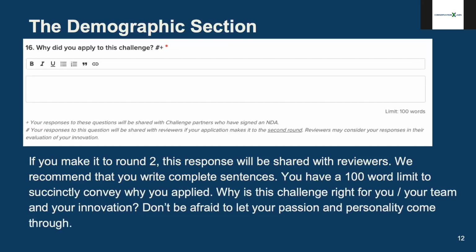And then this question, again, this response will be shared with reviewers, and you just have a very short, 100-word limit, so it's not that much space, but just really to succinctly convey to the reviewers why you applied. Why is this challenge the right fit for you and your team and your innovation? It might be the timing. Just let us know, why did you apply for this challenge?